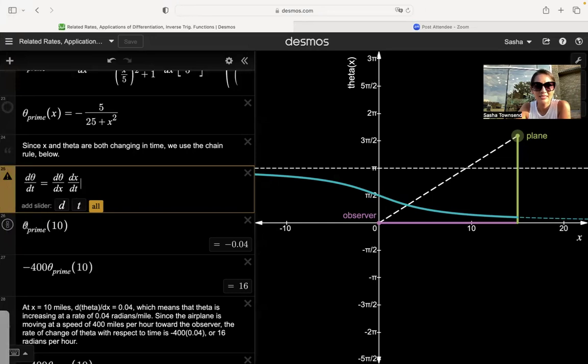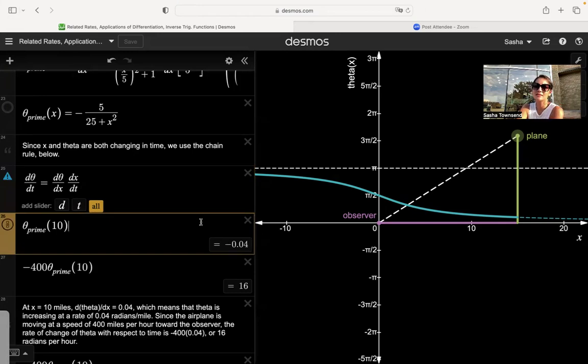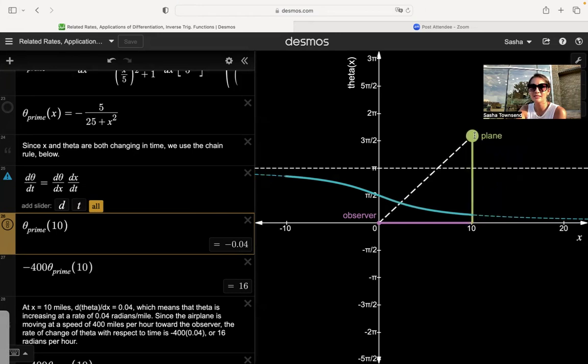So at x equals 10, dθ/dx is negative 0.04. That means the number of radians is decreasing at 0.04 radians per mile as x goes from 10 to 11. So x is 10 here, and x is 11 a little bit farther to the right of that. If x were to go from 10 to 11, the theta value would decrease by 0.04 radians, not per hour, sorry, per mile approximately. So we're going from 10 miles away from the observer to 11 miles away from the observer.